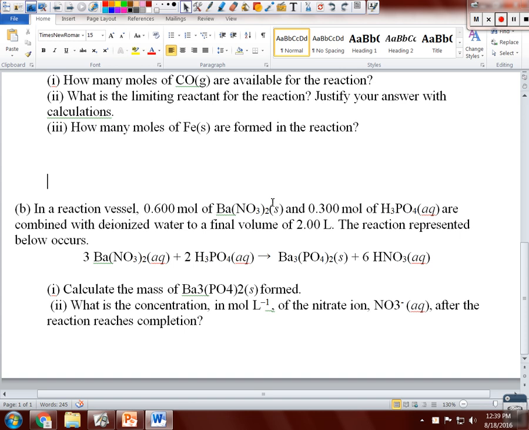Very good. How do you know this is an acid? It's got an H and it's aqueous. So what they're doing, mentally think about this, they have this solution of acid and they're about to dump some solid barium nitrate in it. We cool with that concept? That's all they're about to do. They've got 0.3 moles of the phosphoric acid and 0.6 moles of the barium nitrate, combined with deionized water.